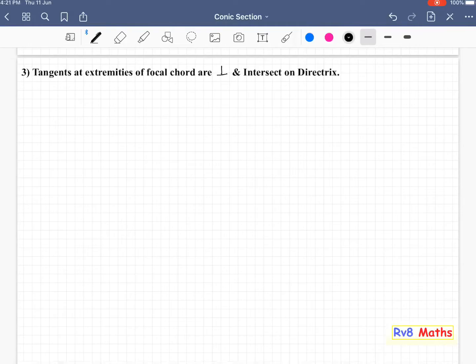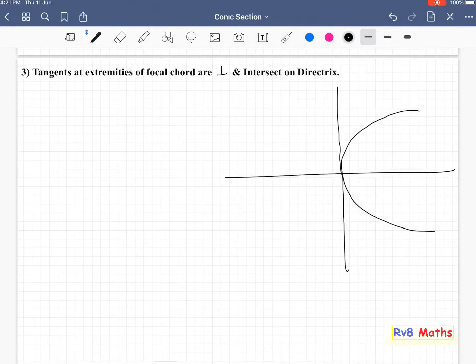Third one, I think we have already seen this. Tangents at the extremities of a focal chord are perpendicular and intersect on the directrix. Let this be the parabola, and this be the directrix, which is x equals minus a. And let this be the focal chord.